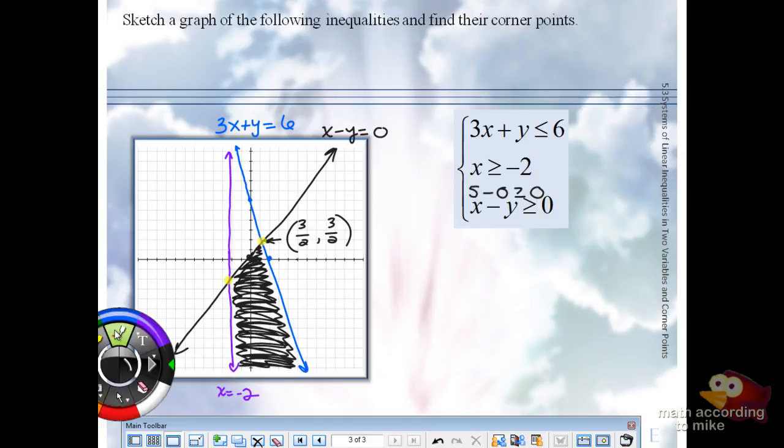Okay, so next up is the black line, x minus y equals 0, and the purple line, x equals -2. Honestly, for this one, I am going to show you substitution because it's a lot easier. Because x is already solved for. We know x is -2. So let's put a -2 in for the x in the first equation. So instead of x minus y equals 0, we now have -2 minus y equals 0.